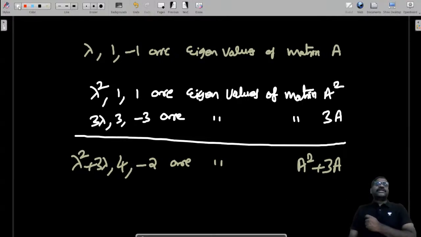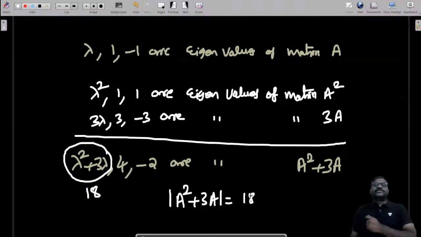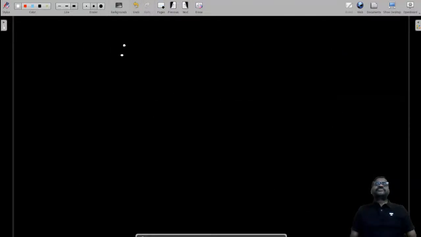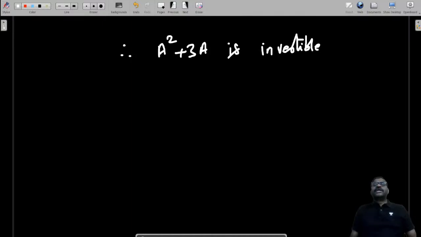In the problem it is given that one of the eigenvalues of A square plus 3A is 18. Therefore the determinant value of A square plus 3A is 18 into 4 into minus 2, that is minus 144. That is non-zero. Therefore A square plus 3A is invertible.